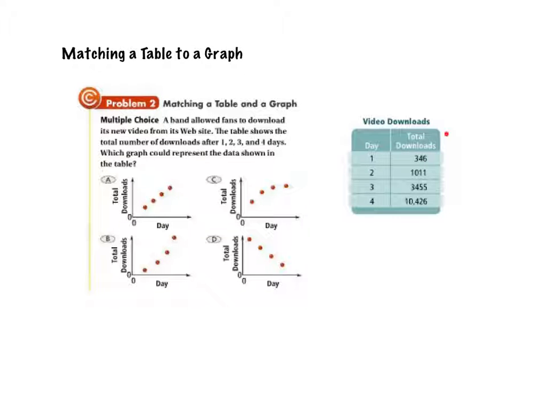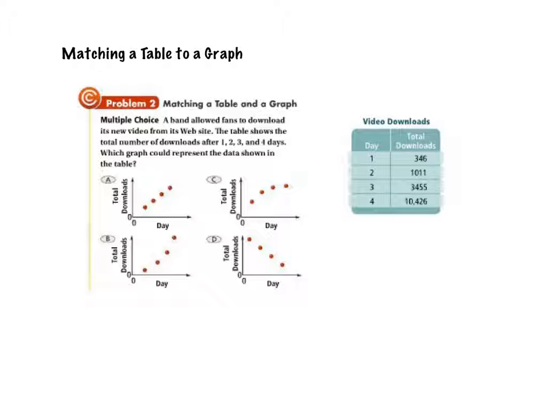If I look over here, I have this table. I'm looking at the video downloads. Day 1, I had 346. Day 2, there was 1,011. Day 3, 3,455. And day 4, 10,426. When I look at this, I'm noticing that each day the total downloads are going up. Is there one of these graphs, A, B, C, or D, that anybody thinks we can eliminate right away?